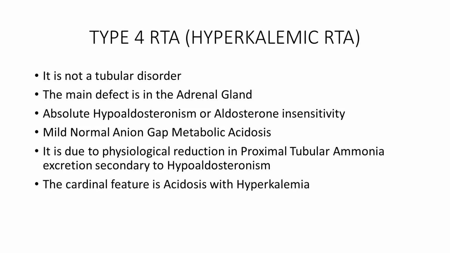The cardinal feature of type 4 renal tubular acidosis is hyperkalemia and acidosis. Metabolic acidosis with hyperkalemia is a feature of type 4 renal tubular acidosis. Hypokalemia is not in type 4. If you find any patient with a low potassium level, it is definitely not type 4 renal tubular acidosis.